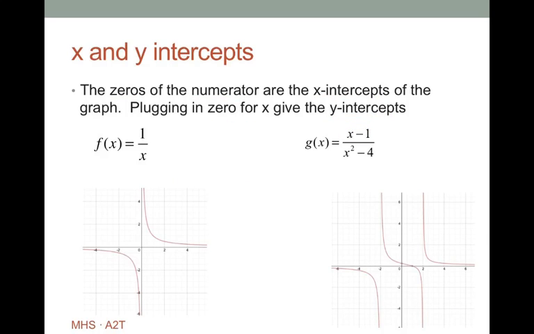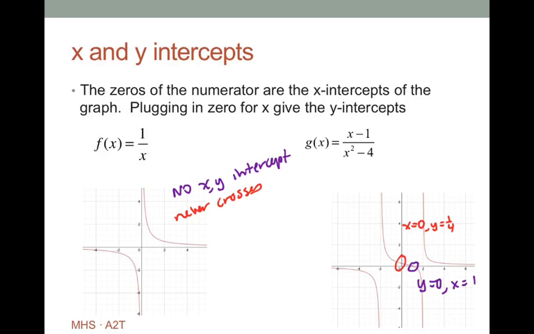Okay, so this is what those graphs actually look like, and it makes sense that you got no intercepts for f of x equals 1 over x, because it does not cross the axis anywhere. And then the other one, it does cross. The y-intercept is at x equals 0, 1/4, and the x-intercept is at y equals 0, x equals 1. So that's what those graphs look like. You can see where they actually cross the axes.